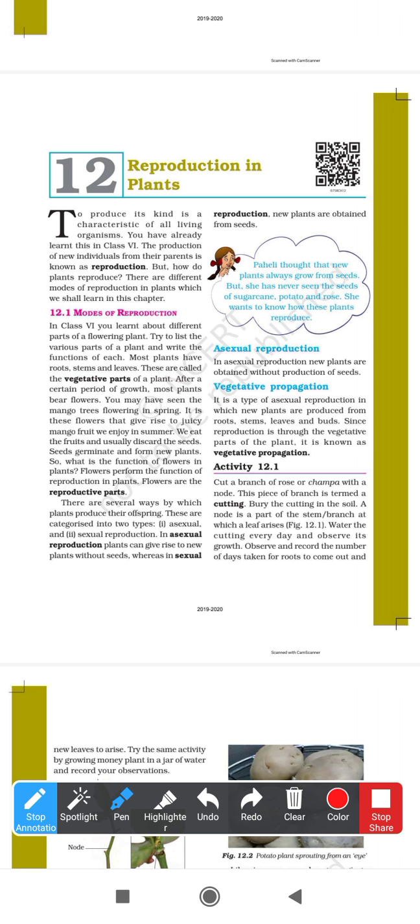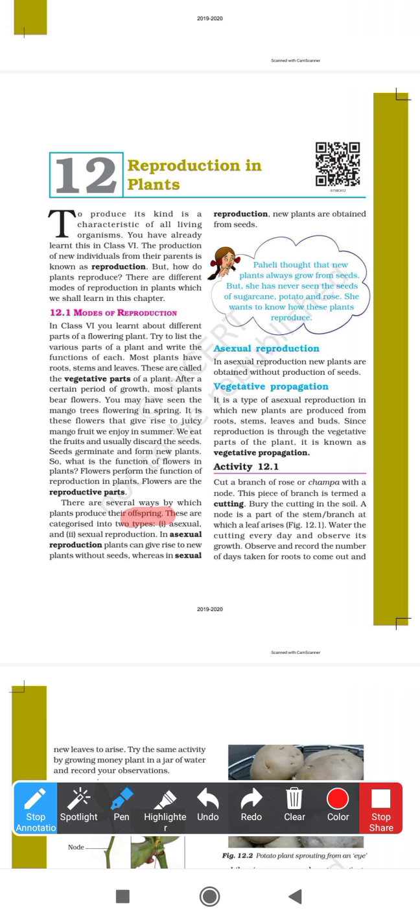Now, there are several ways by which plants produce their offspring. There are a few words which you may come across for the first time. Offspring means a newborn thing, right? The new born things. So there are two types, sexual and asexual. Asexual means where seeds are not involved.